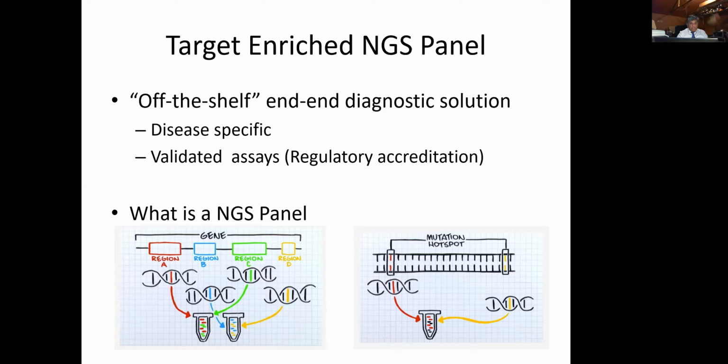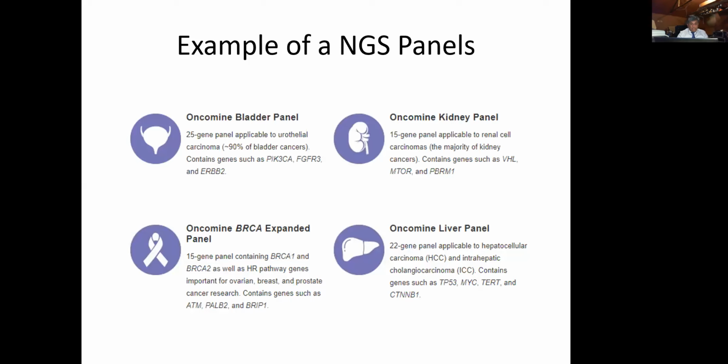So basically, this gives you an example of NGS panels. For example, there's a bladder cancer panel here for urethral carcinoma, one for renal cancer carcinomas. Then there's for BRCA, there's breast cancer, or you can get liver cancer. These are only 4 examples. There's many other panels here I don't have time to talk about.